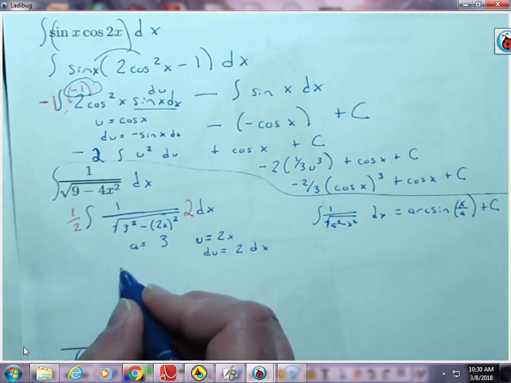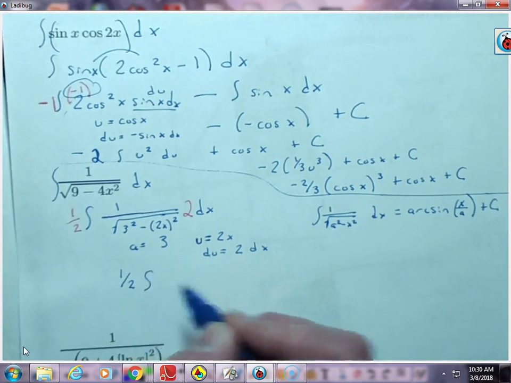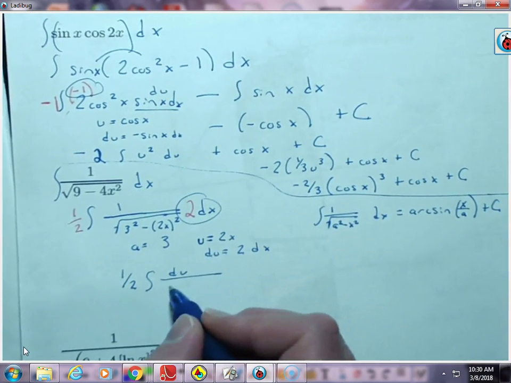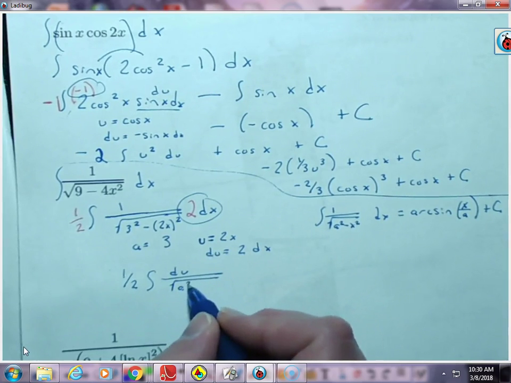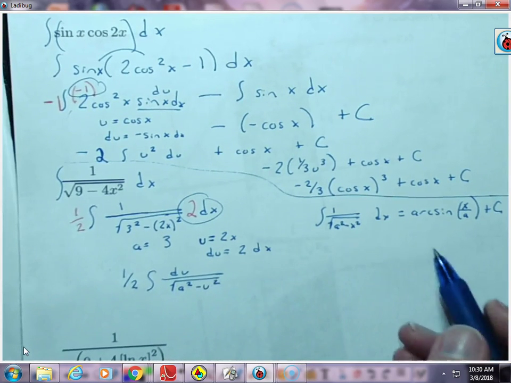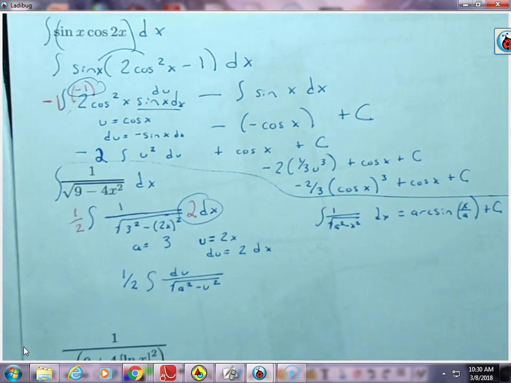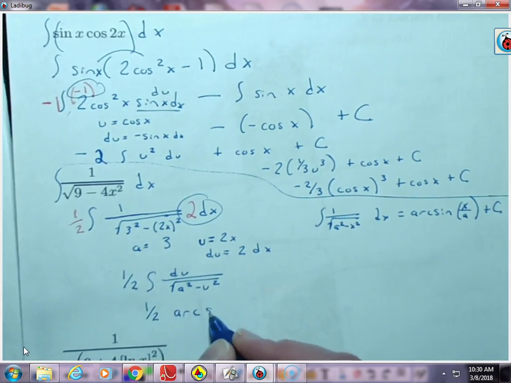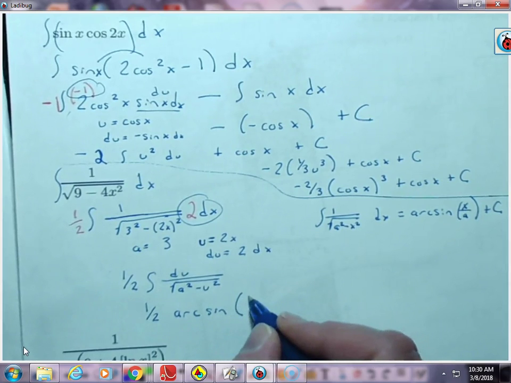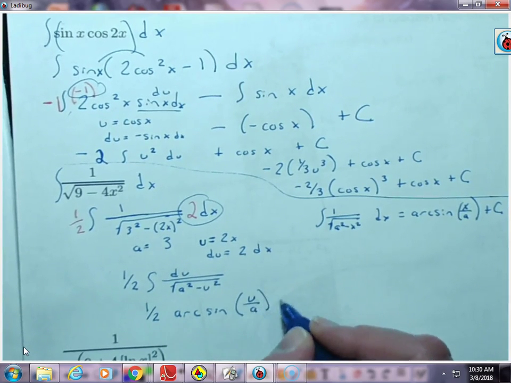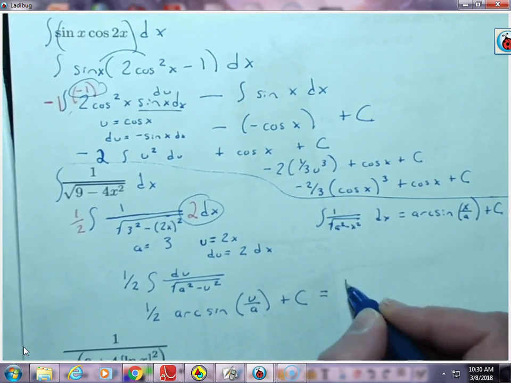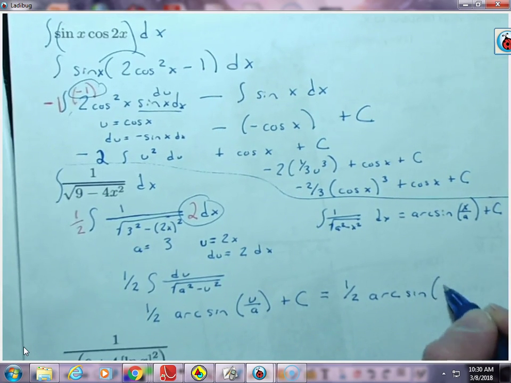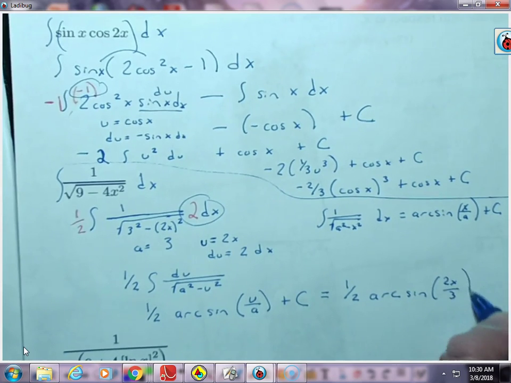Okay, so if I rewrite this now, it's 1/2 the integral of du over the square root of a squared minus u squared, which is just the rule. So it would be 1/2 arc sine u over a plus c, and then just substitute in your u and your a. So 2x over 3 plus c.